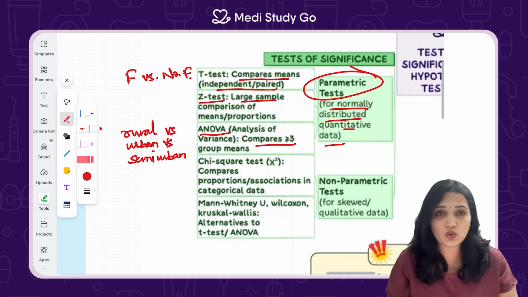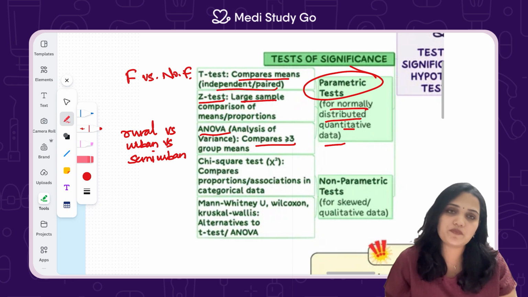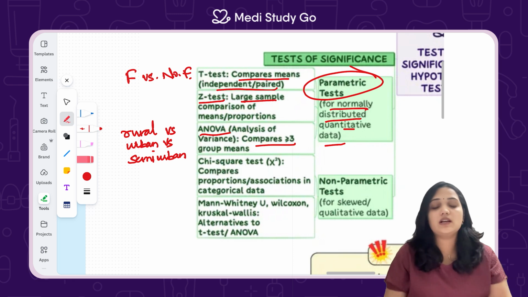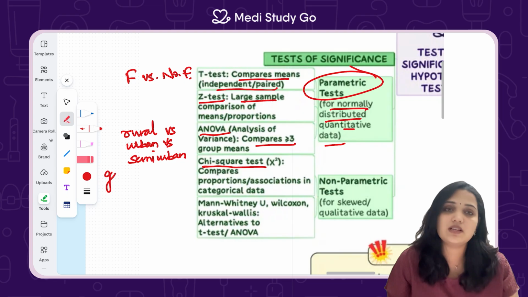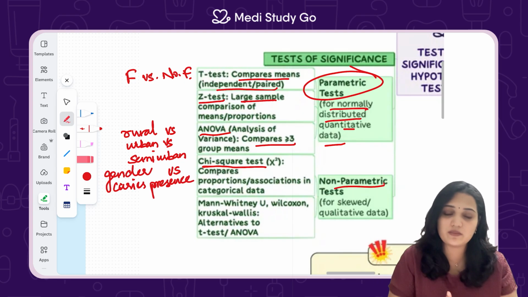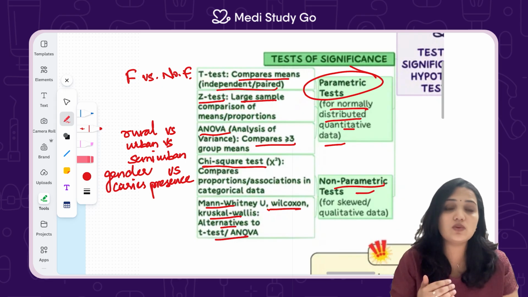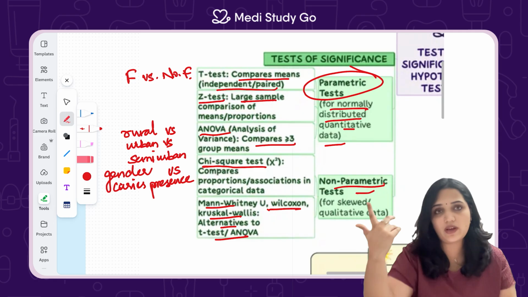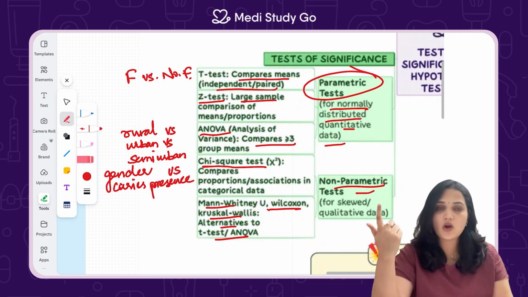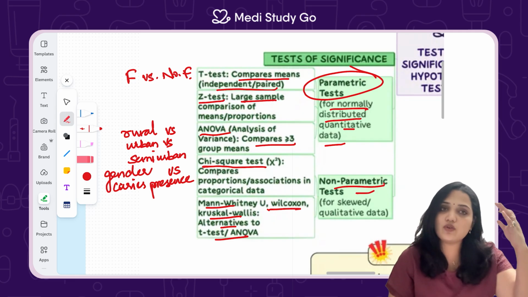But when our data is skewed or it's not numeric, then what tests do we do? It's called non-parametric tests. The first one is chi-square test. This is for categorical data, like we've mentioned before, gender versus caries presence. And then we have Mann-Whitney or Wilcoxon or Kruskal-Wallis test. These are all alternatives to the t-test and the ANOVA that we saw in our parametric tests. It's the same concept, but with data that is skewed. That's it. So first, if you know what kind of data you have, you can choose which test you need to do.